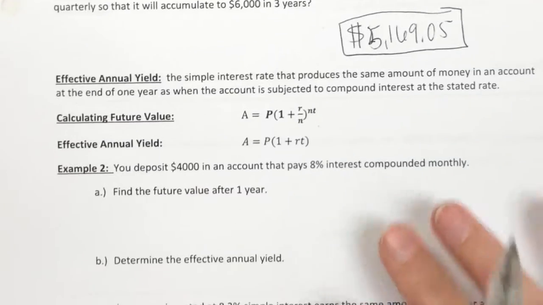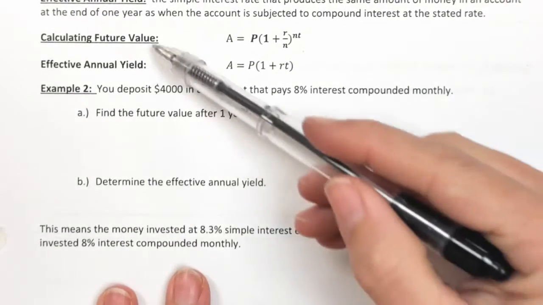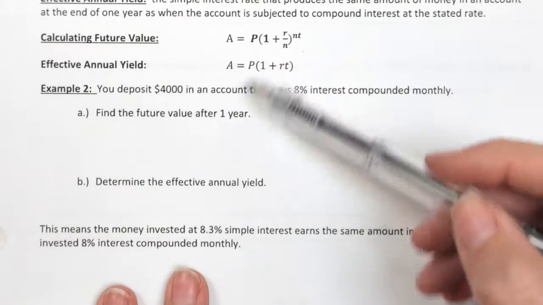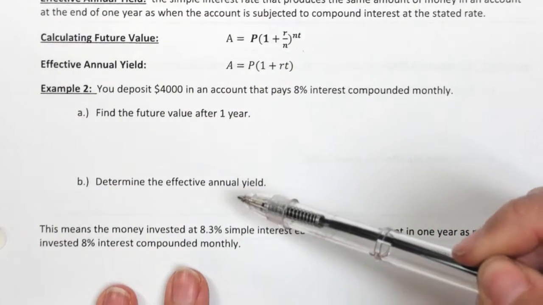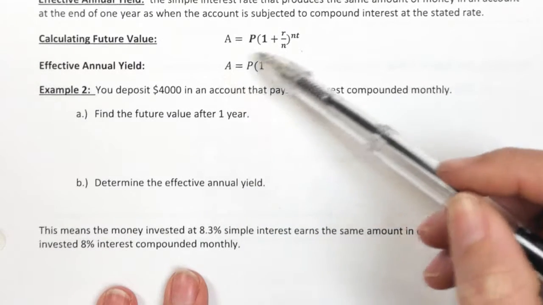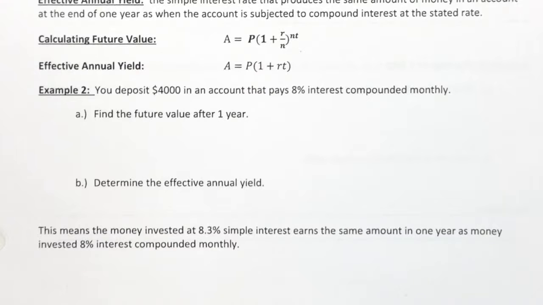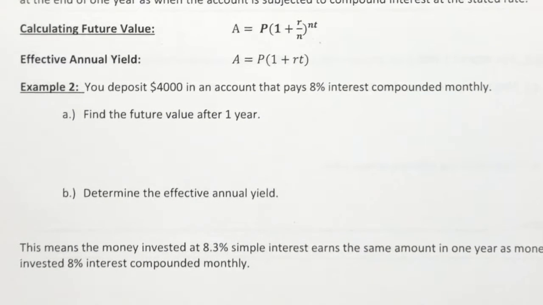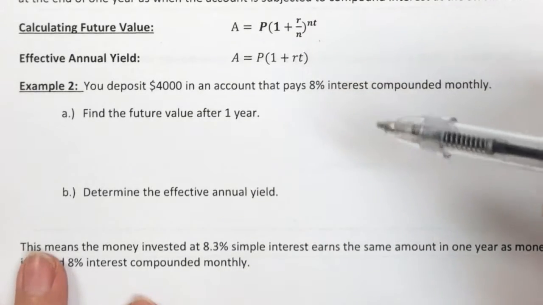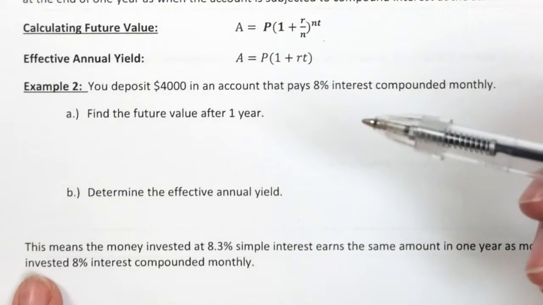So what we're going to do first is find the future value. So we're going to use the future value formula first, and then we're going to determine the effective annual yield with the same problem using the effective annual yield formula. So let me zoom in some. Alright, it says you deposit $4,000 in an account that pays 8% interest compounded monthly. Find the future value after 1 year.